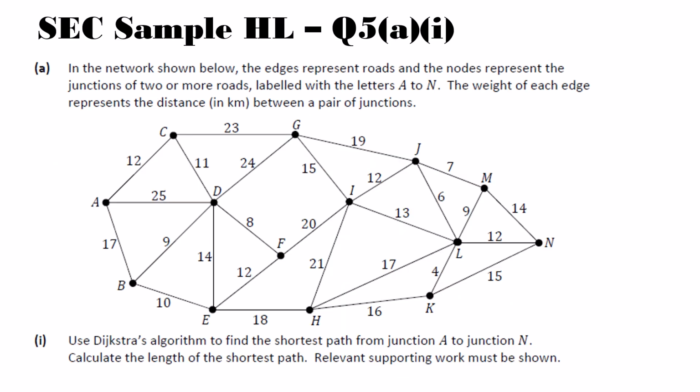So this is question 5A part 1 from the SEC sample higher level paper. In the network shown below, the edges represent roads and the nodes represent the junctions of 2 or more roads labeled with the letters A to N. The weight of each edge represents the distance in kilometers between a pair of junctions. Use Dijkstra's algorithm to find the shortest path from junction A to junction N. Calculate the length of the shortest path, and relevant supporting work must be shown.